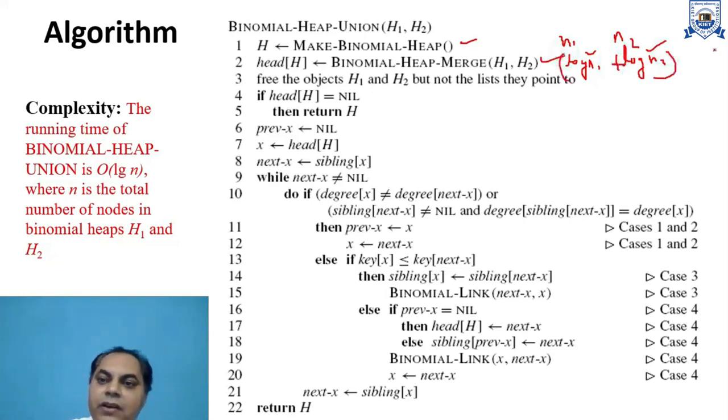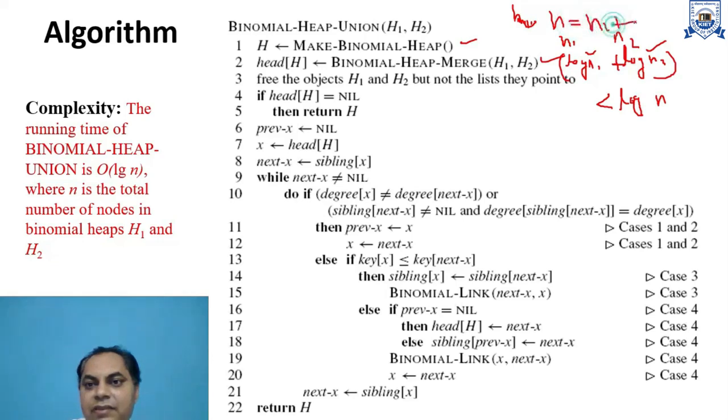Now we can do a simple analogy. Log n1 plus log n2 is always less than log n, where n denotes the total number of nodes in the final tree. In other words, n is equal to n1 plus n2. So log n1 plus log n2 is definitely less than log n. So we can say that line number 2 produces order of log n complexity. Again, this is constant time, and this is also constant time complexity.